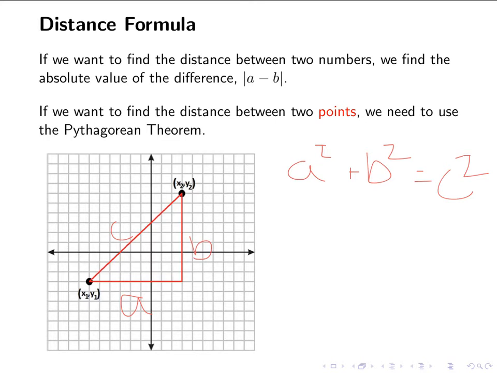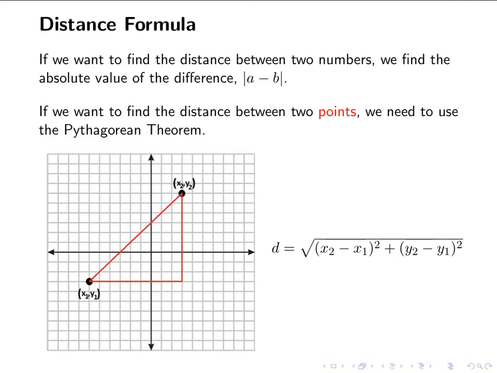So a, I'm calling the distance along the x-axis. So that is just the difference in the x's. So I'm going to take x2 minus x1. B is the vertical distance, so that is the difference in my y values. Okay, so then we're going to replace those for a and b, and we're going to solve it for, again, d, which is really c. So d is the square root of x2 minus x1 squared plus y2 minus y1 squared.